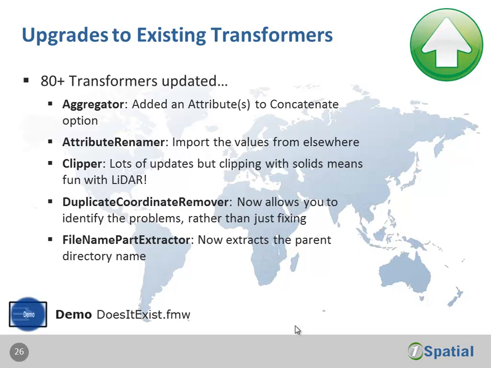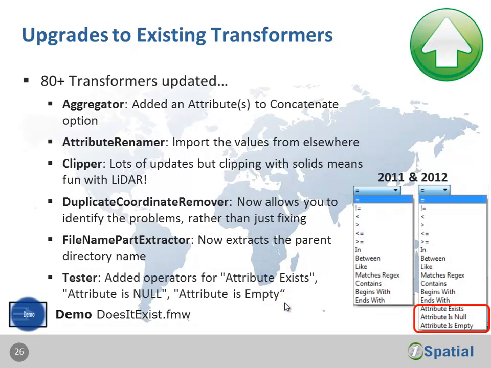The clipper now does 3D clipping, which means you can work with LiDAR data. The duplicate coordinate remover allows you to identify problems in your data or where the duplicate coordinates are, rather than just getting rid of them. And the file name part extractor, if you haven't come across that guy, is a really useful transformer to go and get a bunch of information from the properties of your file name. You can now extract the parent name that the file sits in.